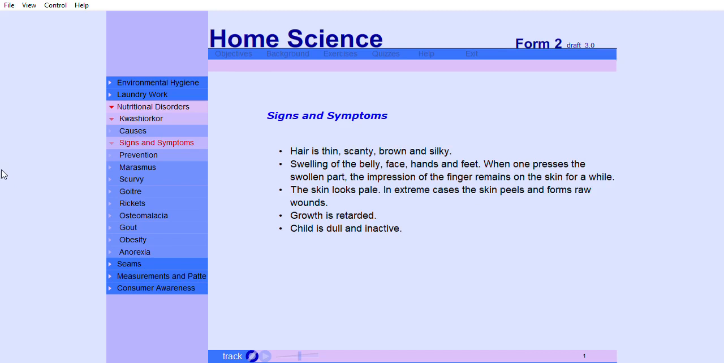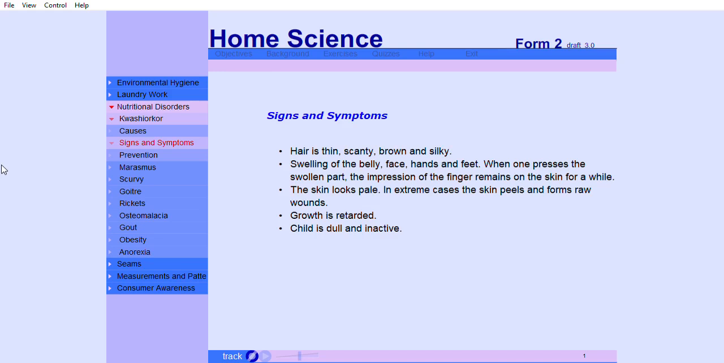These are signs and symptoms of kwashiorkor. Hair is thin, scanty, brown and silky. Swelling of the belly, face, hands and feet. When one presses the swollen part, the impression of the finger remains on the skin for a while. The skin looks pale. In extreme cases, the skin peels and forms raw wounds.